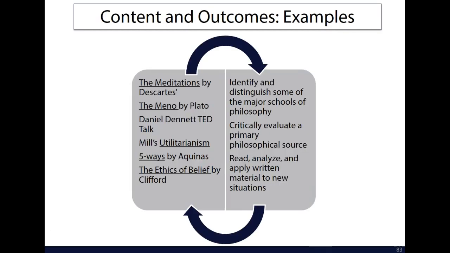I wanted to give you a few examples if you want to think about how this might work. This is a philosophy class, so we've got philosophy content, and then we've got some philosophy outcomes. And so I want my students to do reading from Plato and Descartes and Dan Dennett and watch these videos so that they can attain these outcomes like identify and distinguish the schools of philosophy and evaluate primary sources and read and analyze and apply. And they need this in order to do this, but as they're better able to do these things, then clearly they're better able to actually access and think about the content.